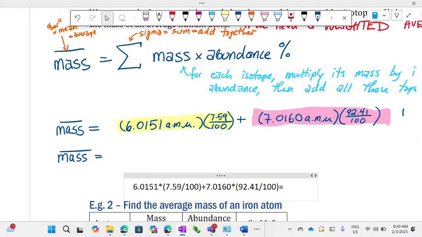Now, before we do anything, is this going to be closer to 6 or closer to 7? 7. In fact, according to the periodic table, what should it be? What number should I get here? 6.941. Let's see if that's what we get. Now, my calculator stops at 2 decimal places, but yours might give you more.